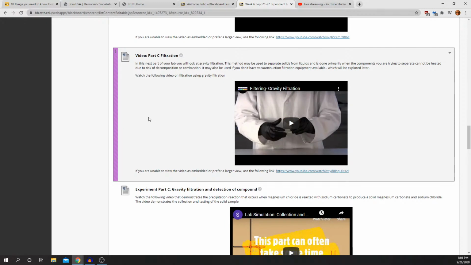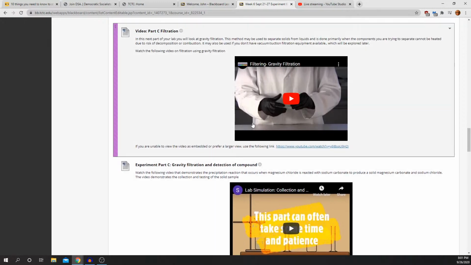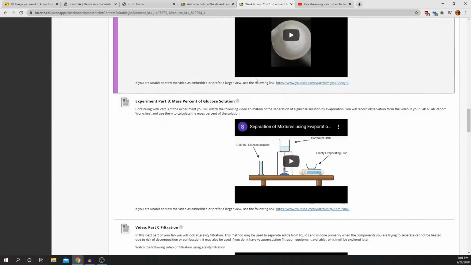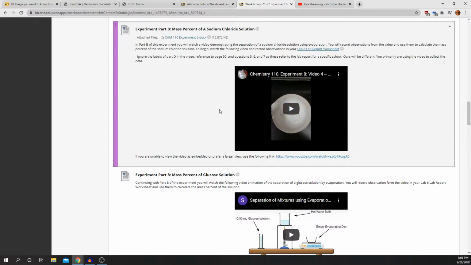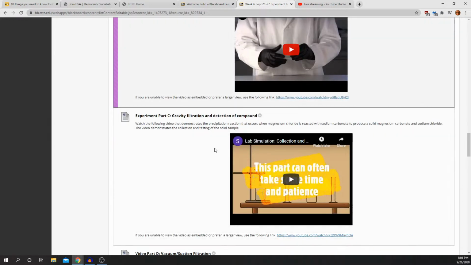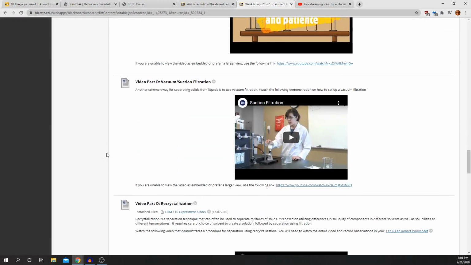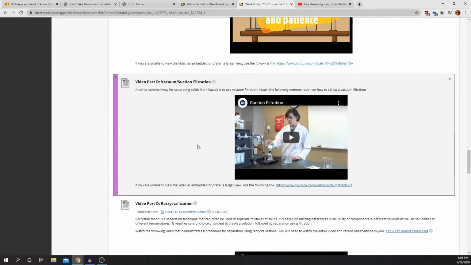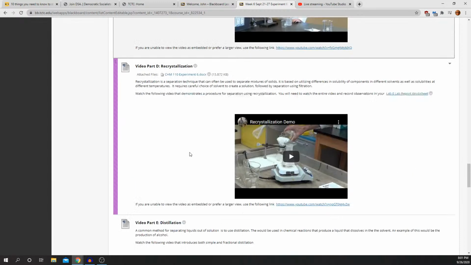Next up, you do filtration. You would be doing a gravity filtration. You have to do that sometimes because you can't always heat things up. Sometimes things respond poorly to heat. They decompose. So sometimes you have to come up with other separation techniques. So that's why we're teaching you the multiple things. Vacuum or suction filtration is very common, very popular. It's just faster than gravity filtration, and that is mostly why we do that.